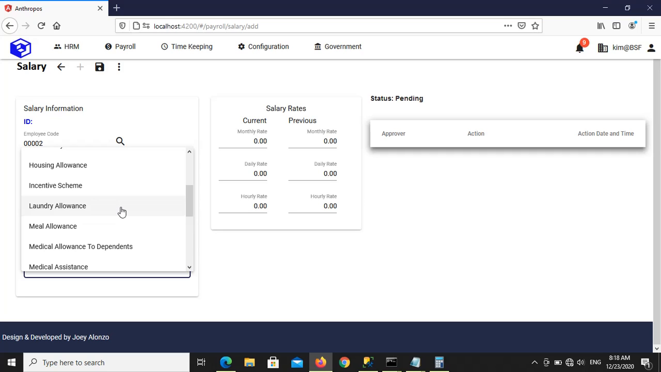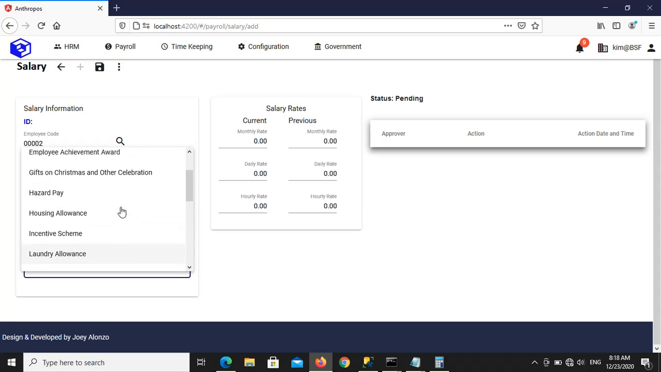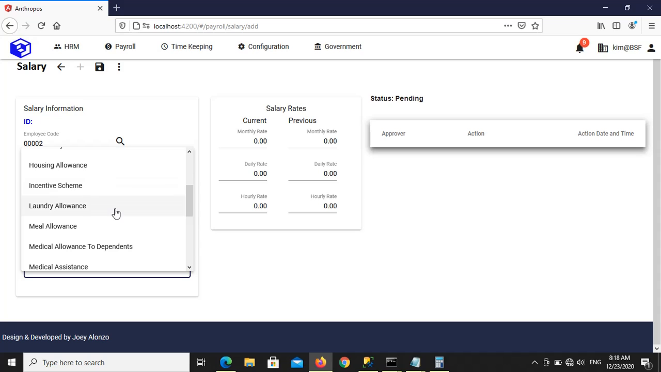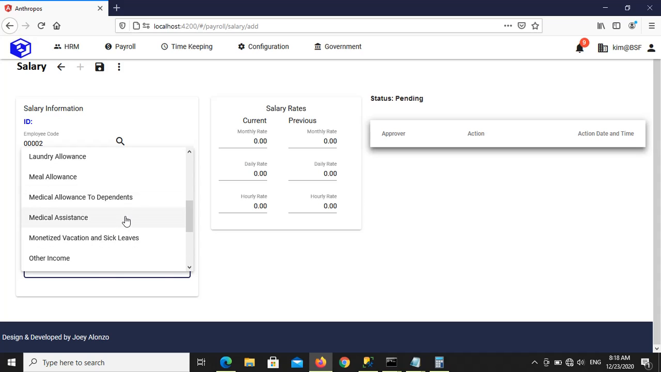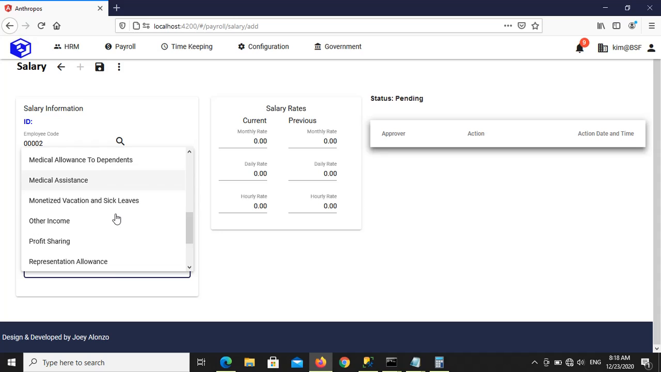But according to DOLE, there are what you call de minimis benefits, or non-taxable income for the employees. One of them is the laundry allowance, medical allowance to dependents, medical assistance, and so on. These are actually small amounts that are being given to the employees, and they are not included in the taxable income. Now, to know more about taxable income, please watch my video regarding tax.